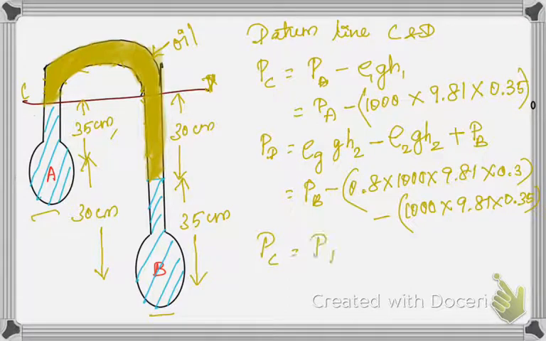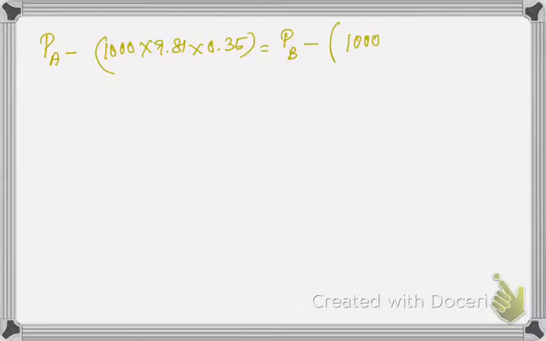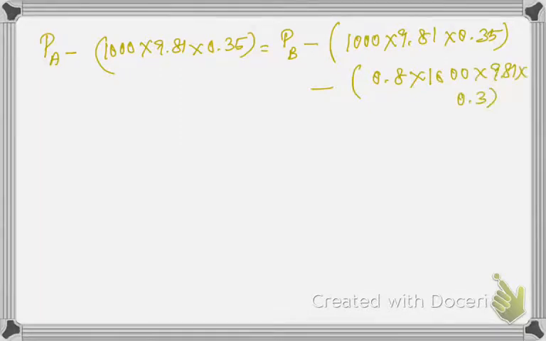PC is equal to PD. So, PA minus 1000 into 9.81 into 0.35, which is equal to PB minus 1000 into 9.81 into 0.35, minus 0.8 into 1000 into 9.81 into 0.3.